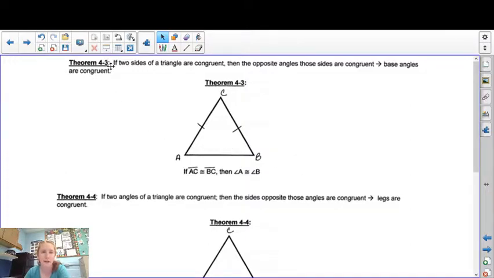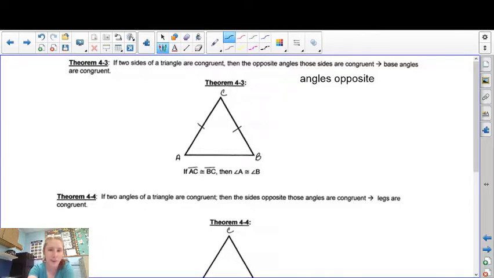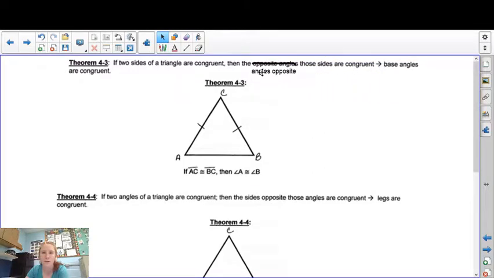Okay, our first theorem today tells me that if two sides of the triangle are congruent, then the opposite angles, we're going to actually change that to say angles opposite. We're going to switch those two words around. And wording does matter in terms of theorems, so we need to make sure we change that distinction. So then the angles opposite those sides are congruent, which means that the base angles are congruent.